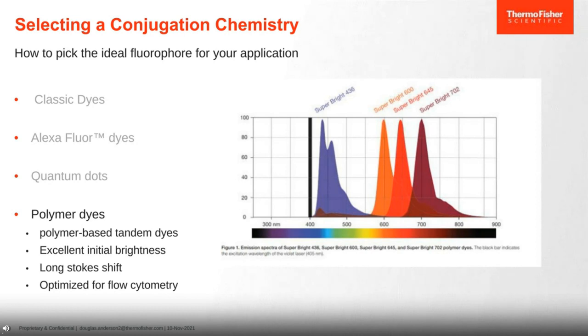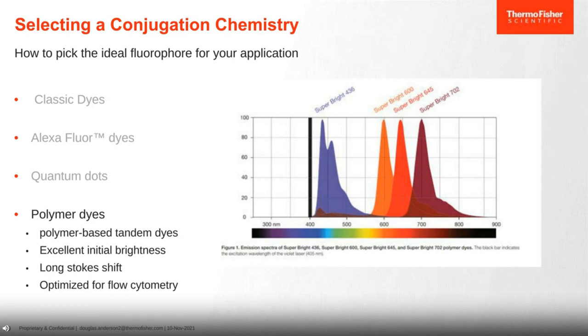So as one example, you can have a super bright 702, for example, that's excited by your UV laser or your blue laser or your violet laser, and then you can get emission all the way into that near IR category. So these fluorophores are really interesting to work with because they really give you a lot more options in the visible spectrum, especially for flow cytometry.